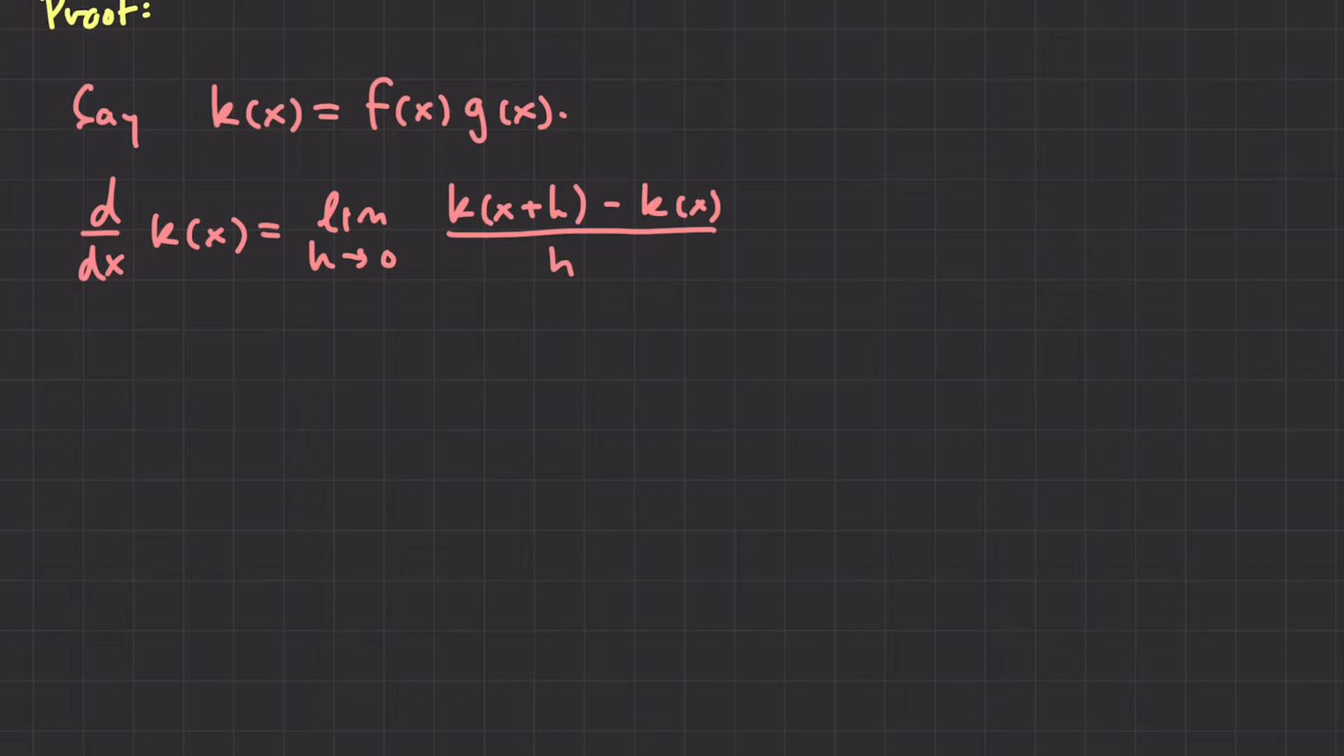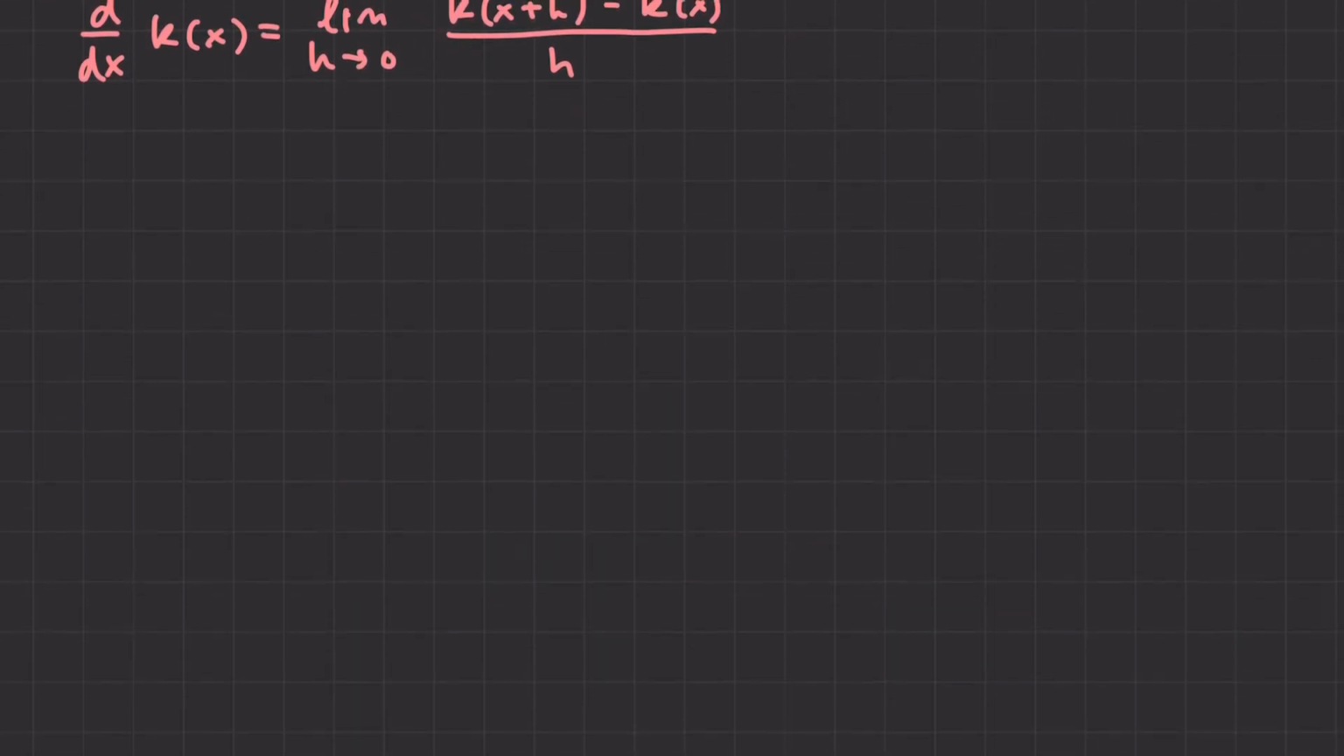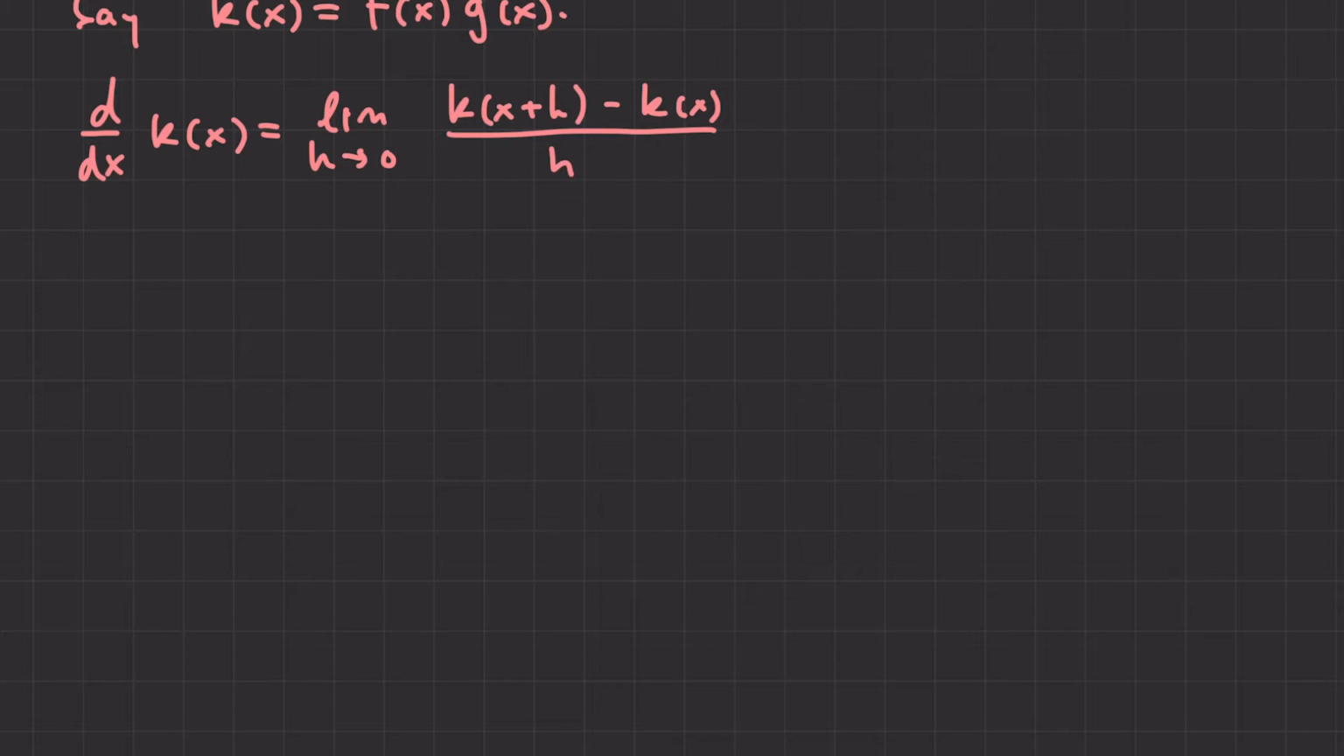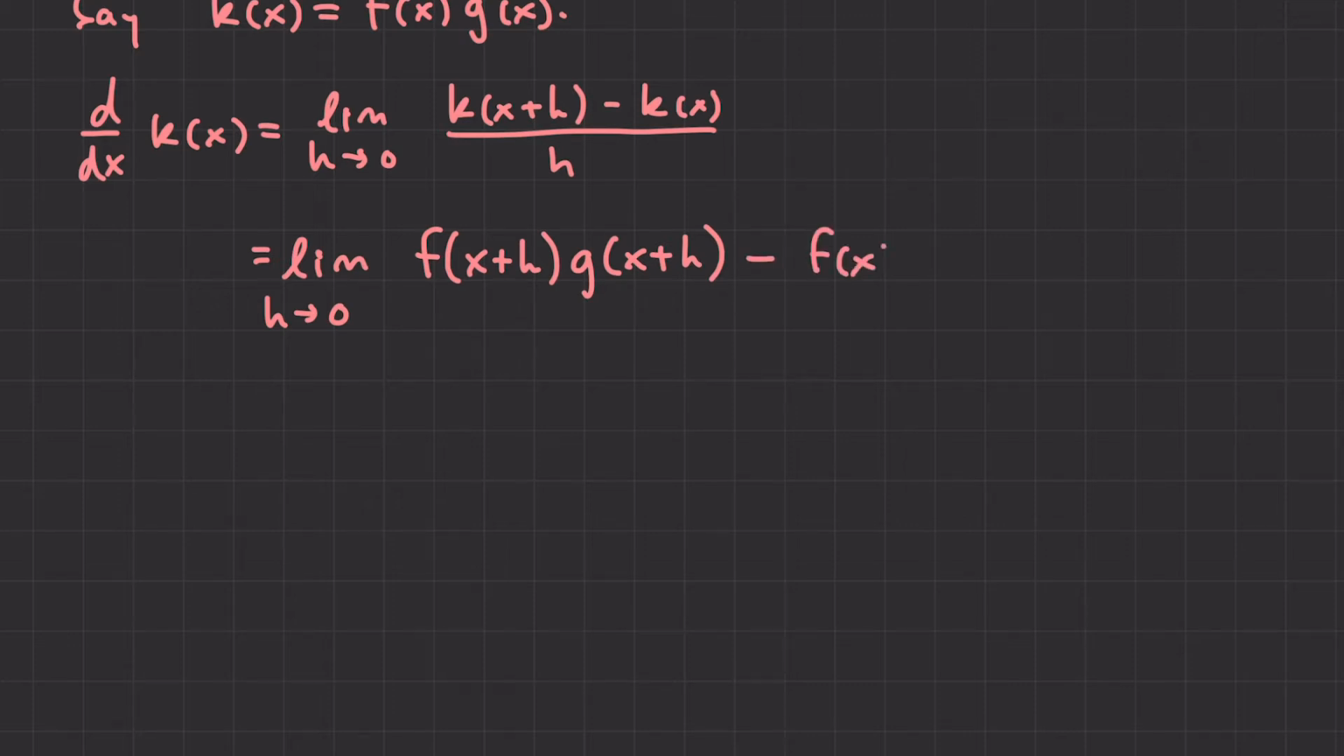Okay, so I just did this because here's what k of x is. So now we can just plug our original functions back in. I know that this is going to be equal to the limit as h approaches 0, and k of x is f of x times g of x. So k of x plus h is going to be f of x plus h times g of x plus h, minus k of x, that's just f of x times g of x. And that's all divided by h.